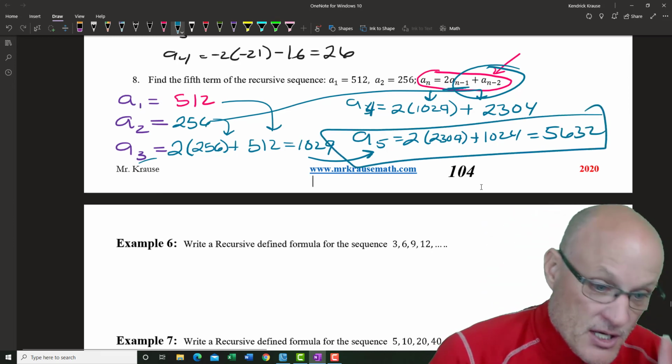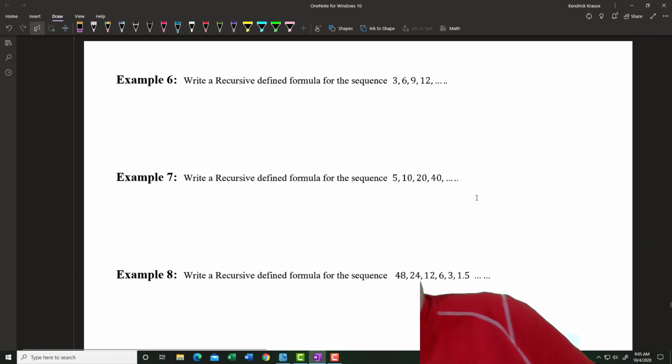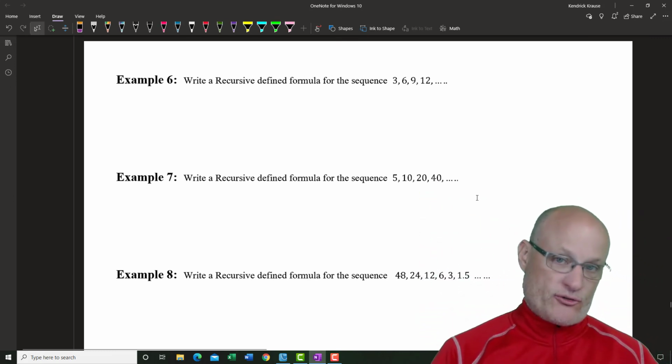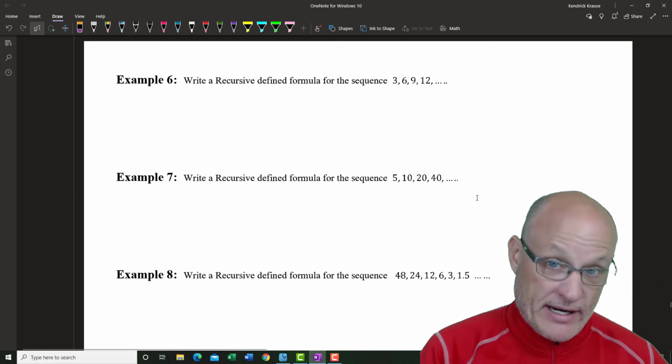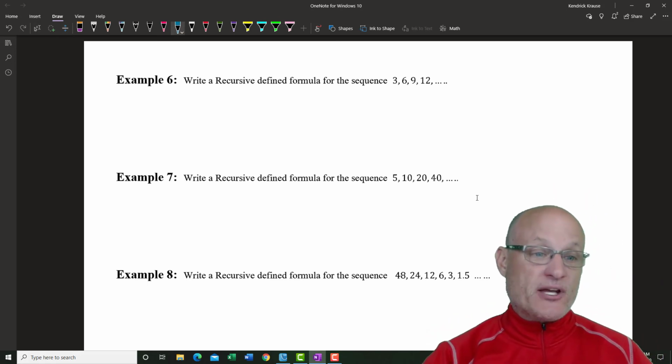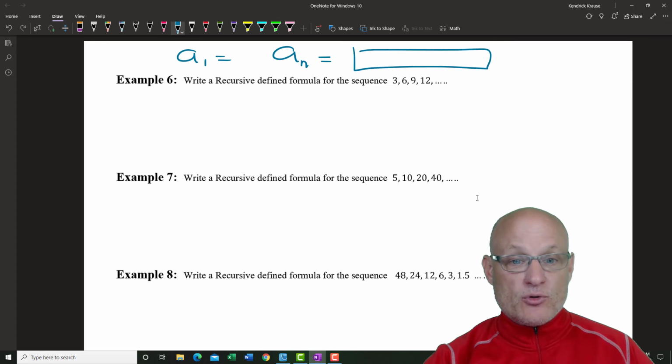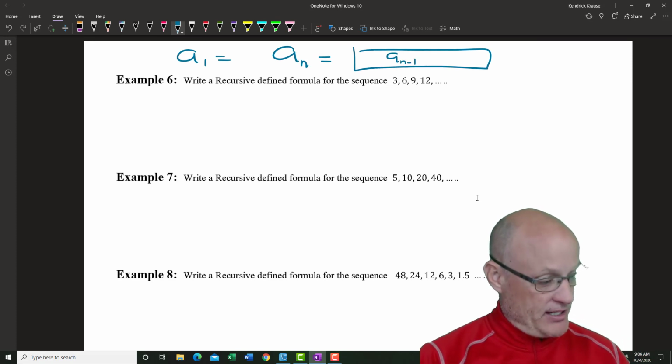That's just crazy. Well, now what I want to do, and these should be relatively simple, is I want you to write the recursive rule that would generate this sequence. Well, remember the 2 things we need. We need A sub 1, and we need a rule. And this side of the rule has to have the previous term. And the previous term is A sub n minus 1.